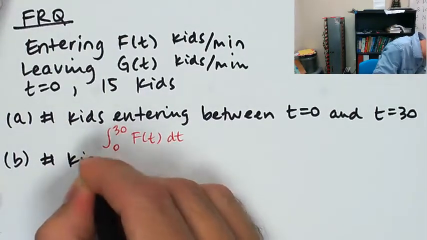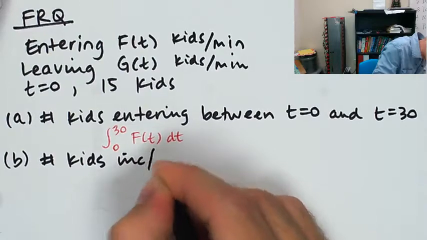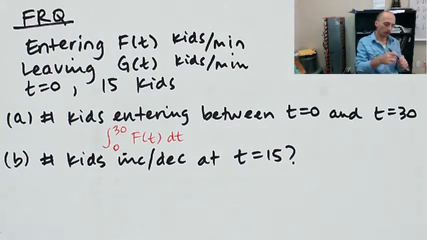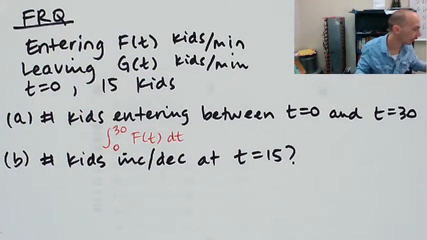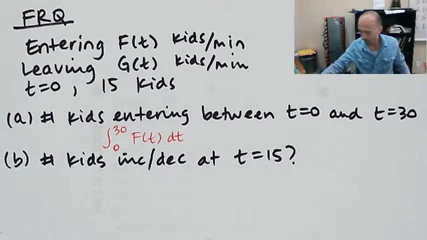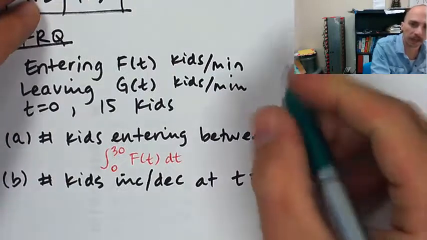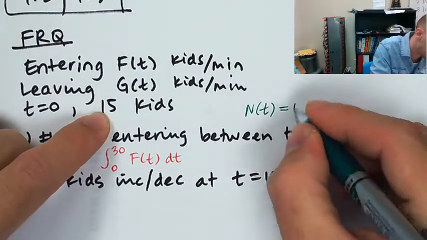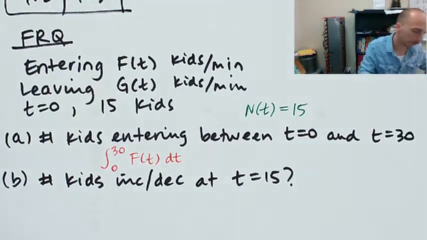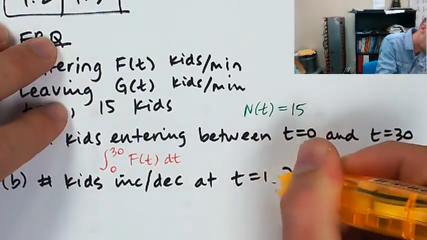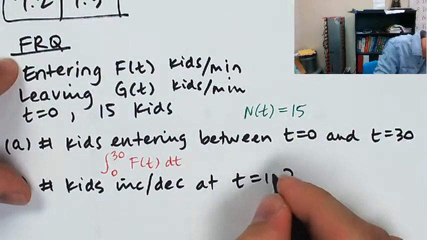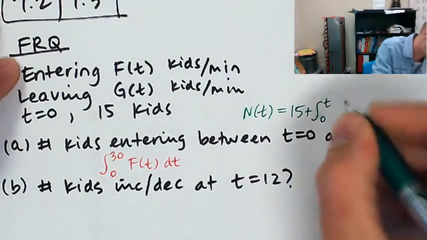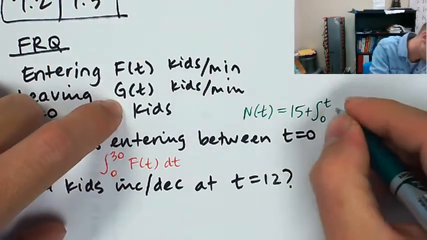Is the total number of kids increasing or decreasing at time t equals 15? Now, maybe eventually I would write a total number of kids function. Maybe I'll do that right now. So the number n of t is going to equal the starting number of kids, which was 15 children, and maybe just to avoid any sort of confusion, I'm going to change this to t equals 12 minutes to avoid confusion with 15 minutes, 15 kids. Yeah, 12 minutes. So it's 15 plus the integral from 0 to t of rate in minus rate out, f minus g.